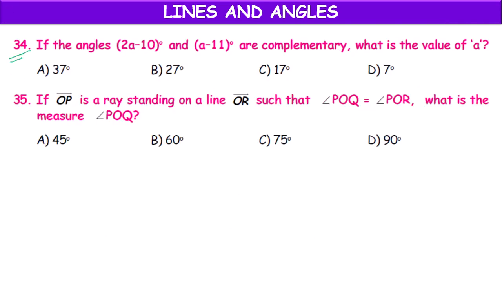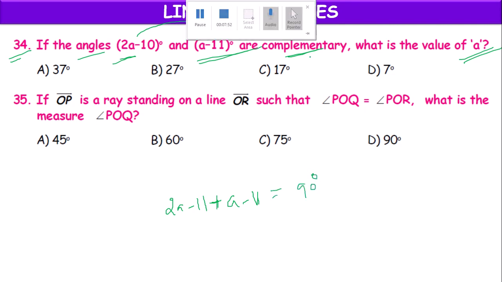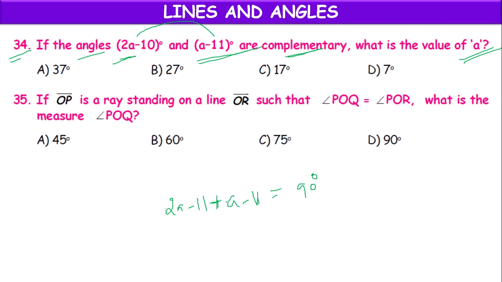Next one, 34th question. If the angles 2a minus 10 and a minus 11 are complementary, what is the value of a? Two angles are complementary means their sum, 2a minus 11 plus a minus 11, will be equal to 90 degrees. Then only they will be said as complementary. 2a plus a equal to 3a, minus 11 minus 11 equal to minus 22, equal to 90 degrees.